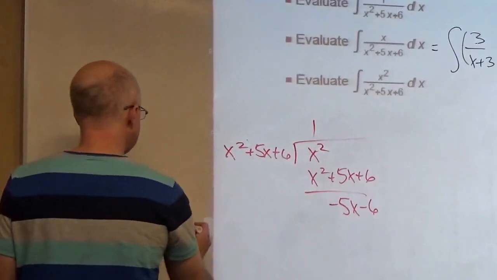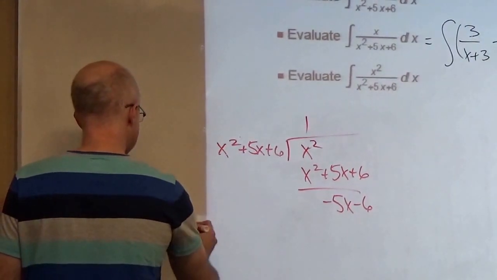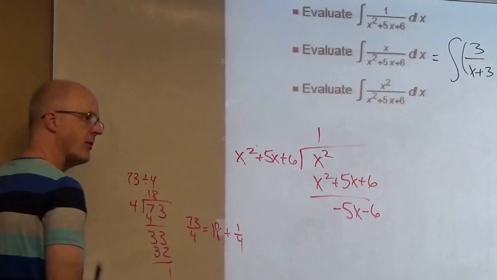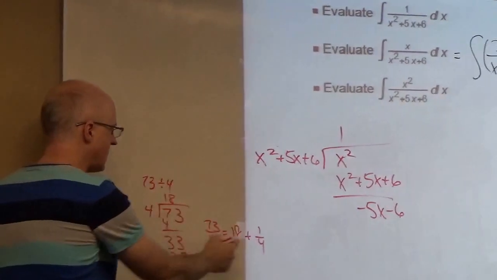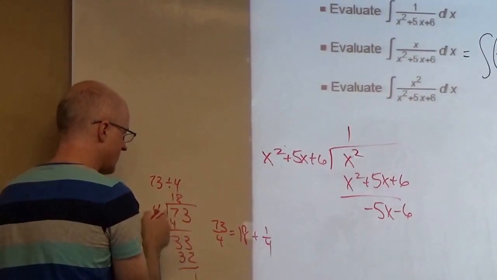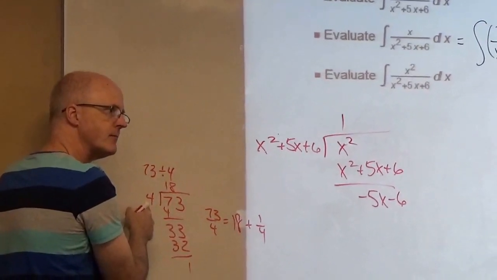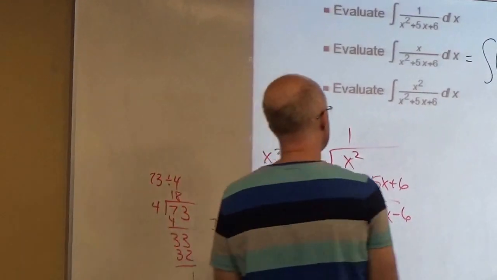What does this mean? It means 73/4 is the same as 18 plus 1/4. The quotient 18 goes there. The remainder goes over the original thing you were dividing by. 73/4 is 18 and 1/4. Same kind of idea here.